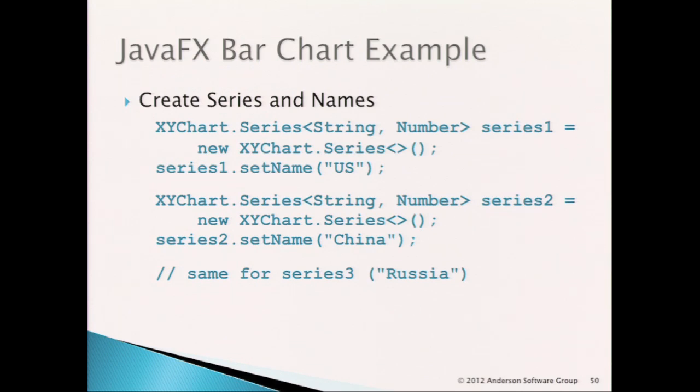Once again, it's going to be XYChart.Series generics, and it's important to get the types the same. So string and number in all of these XY chart series right here have to agree with the bar chart declaration that we showed you on the previous slide. And we have 3 series here, one for US, one for China, and one for Russia that we're going to show in this bar chart.